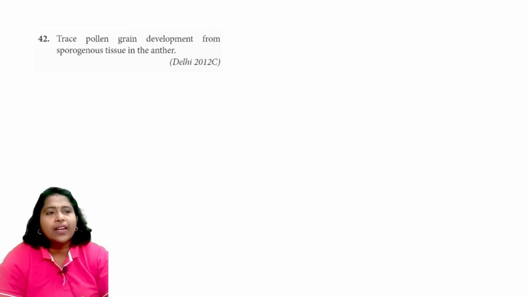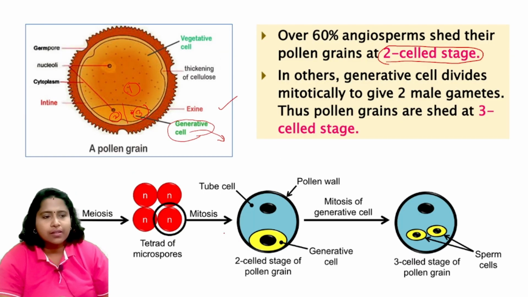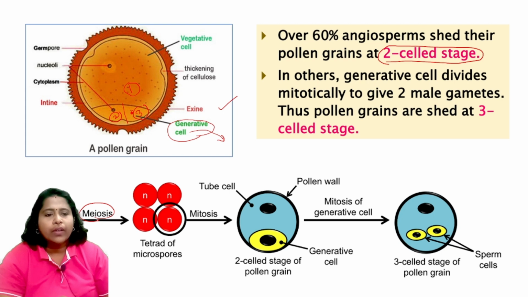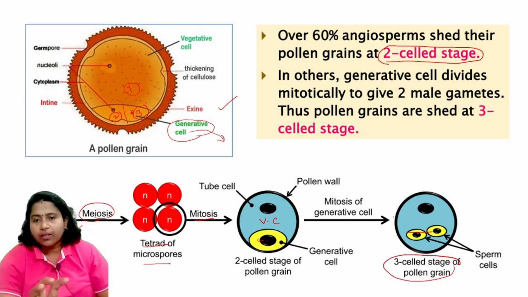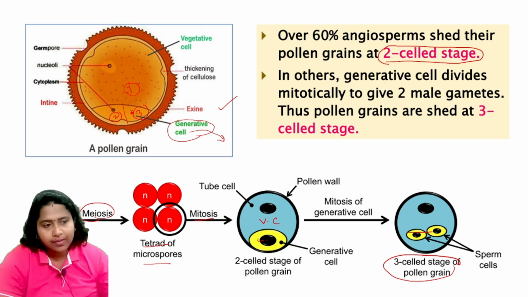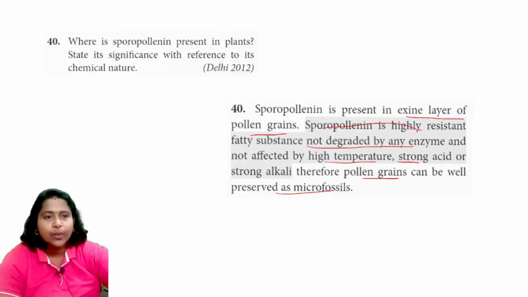Okay. Now trace pollen grain development from sporogenous tissue in the anther. So in this diagram you can see this one. You can draw this flow chart. That is, the first one, microspore mother cell undergoes meiosis. What happened? Ploidy will change into n number, that is tetrad of microspores. Then after that it will undergo mitosis. It will divide into vegetative cell and generative cell. Again this generative cell will divide into 3-celled stage. So this is the question answer. You can note down this point or take a screenshot of this page and draw it properly. Clear? This is how the questions will come.